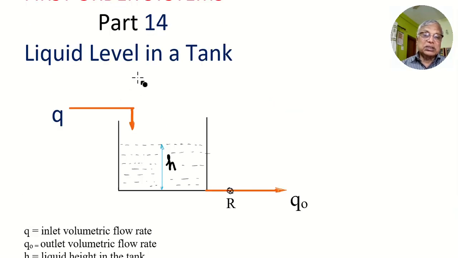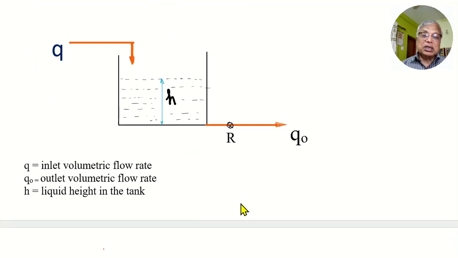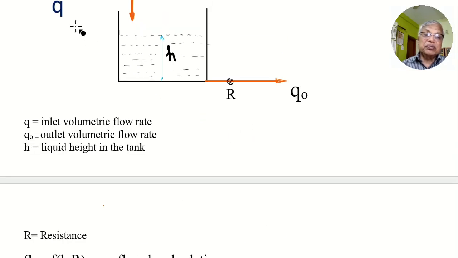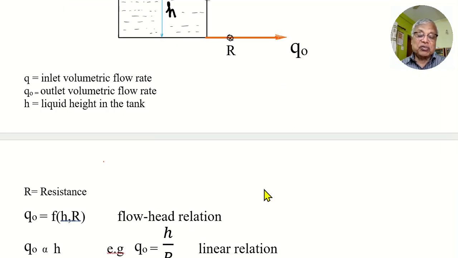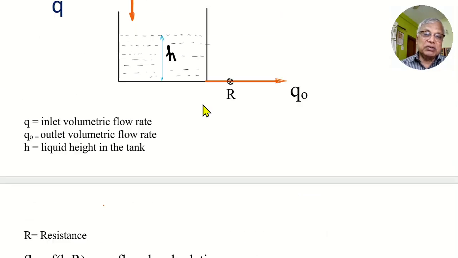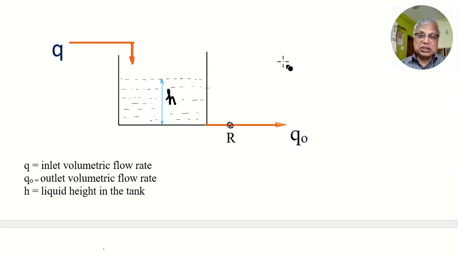So this is about the concept of liquid level in the tank. What are the transfer functions in this, and how is the flow head relation going to affect the transfer function. If the flow head relation is linear, the transfer function can be directly derived. If it is non-linear, then some modification has to be done: it has to be approximated into a linear relation and then derived. So we'll see about this derivation in the subsequent class.